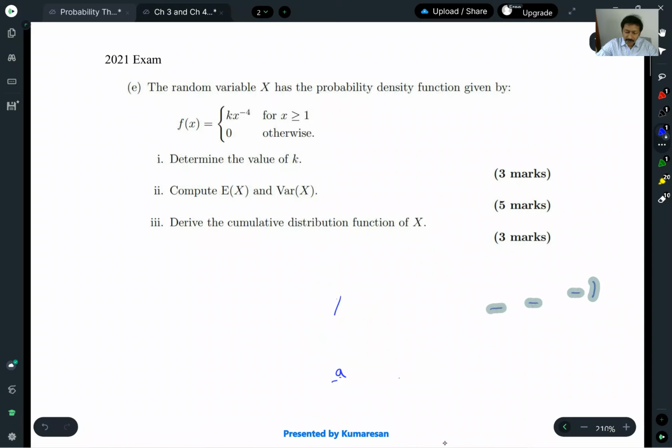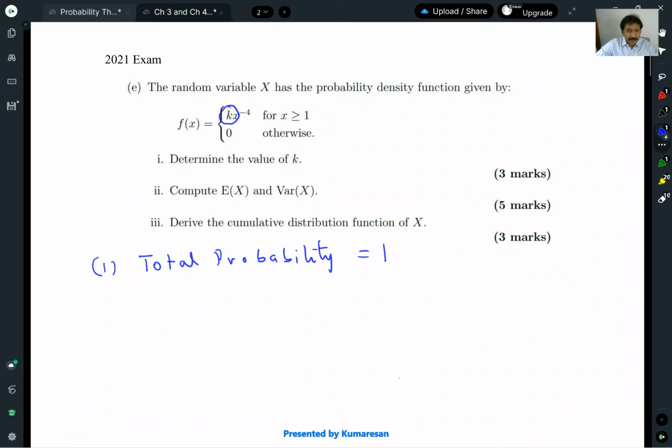So the first question: this probability density function has an unknown k, and we need to find the value of k. How do you find the value of k? We find the value of k using the fact that the total probability is equal to 1. And the total probability is nothing but, in this question, the probability that x is greater than or equal to 1 is equal to 1. Why probability of x greater than or equal to 1? Because that is where the function is defined.